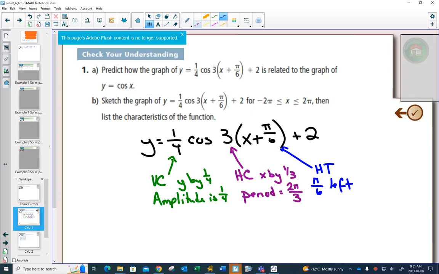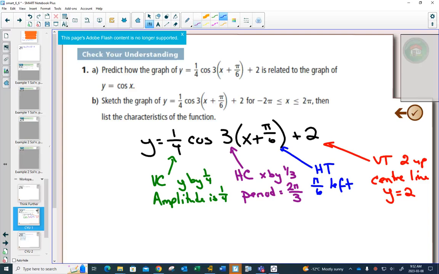And finally, our vertical translation, 2 up. This D value tells us we have a center line at y equals 2. So when we're in part A here, we just predicted how the graph is related. All of the things we describe in our transformations unit describe how cos of x is going to be changed.